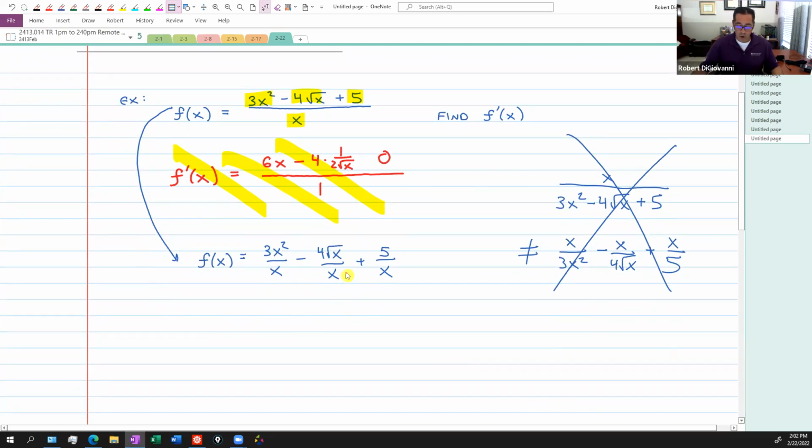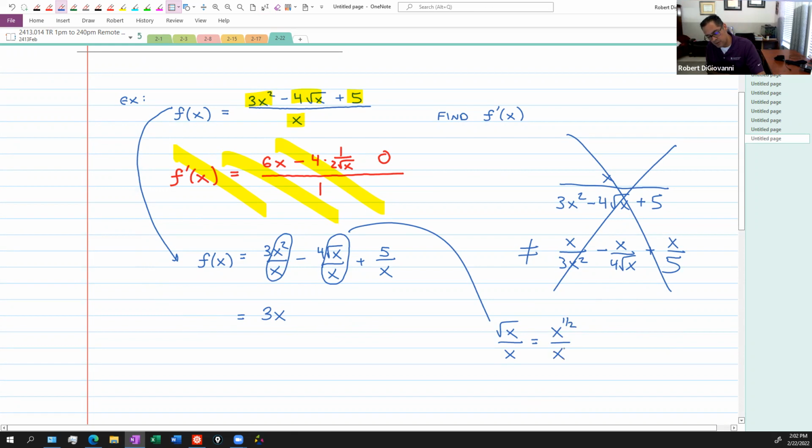Okay. Now, once we're here, I'm still doing algebra right now. I'm not doing any calculus yet. I can simplify this. Because I have an x squared over x, I can cancel one of the x's. That just turns into 3x. And then I have root x over x. What is root x over x? It's the same as x to the half over x, and I can write that x as x to the 1.